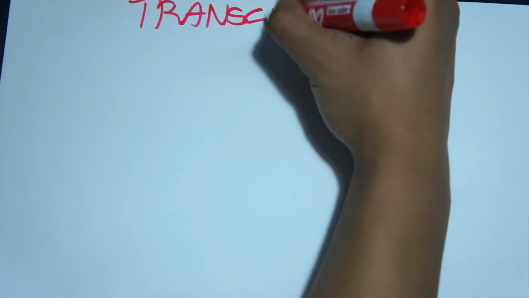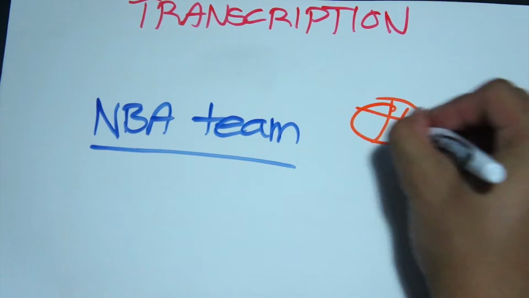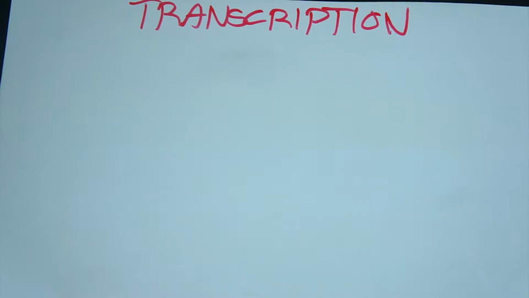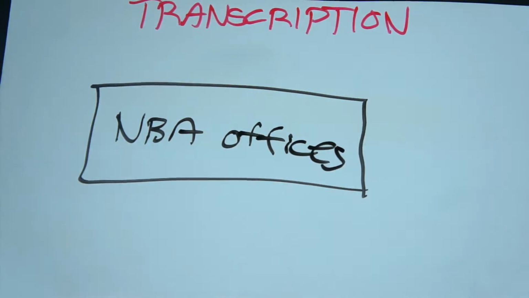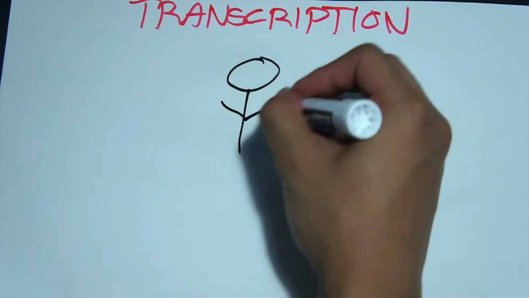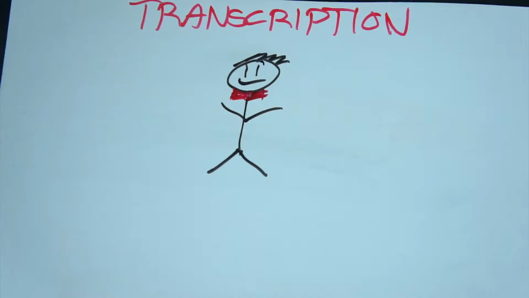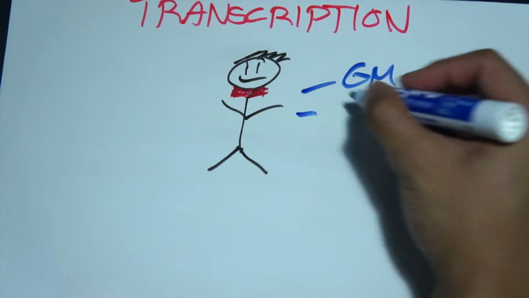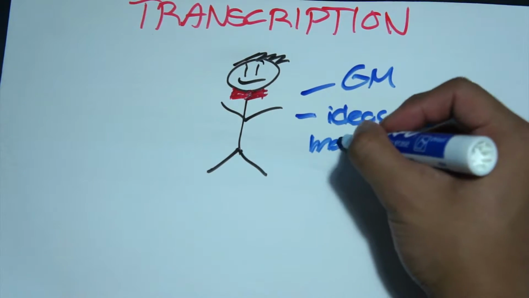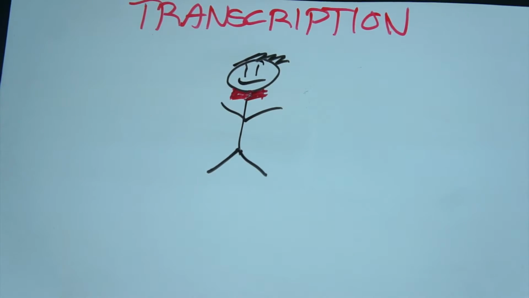DNA transcription. So DNA transcription is represented by an MBA team, and all the business, all the process happens inside an MBA office, which is like the nucleus. So this guy here looks professional, looks formal, is the GM, and the GM has all the information that he needs to make a successful team. He has all the ideas, all the vision that he has, and he is the DNA.